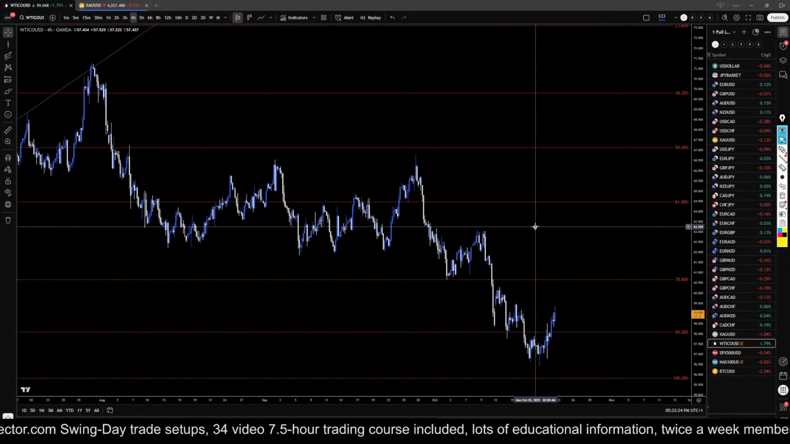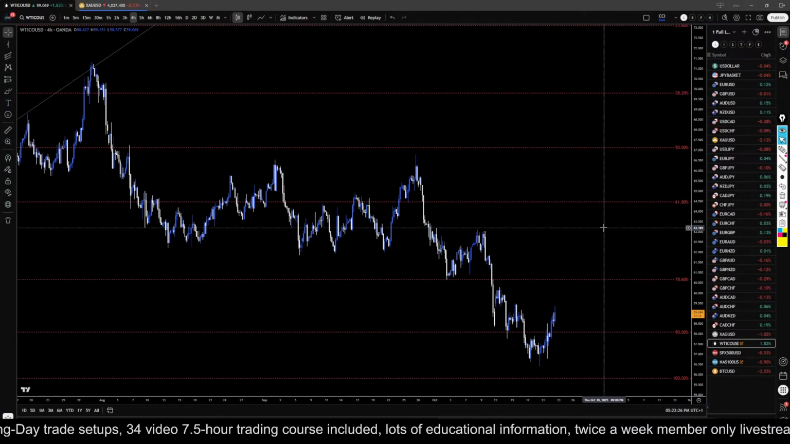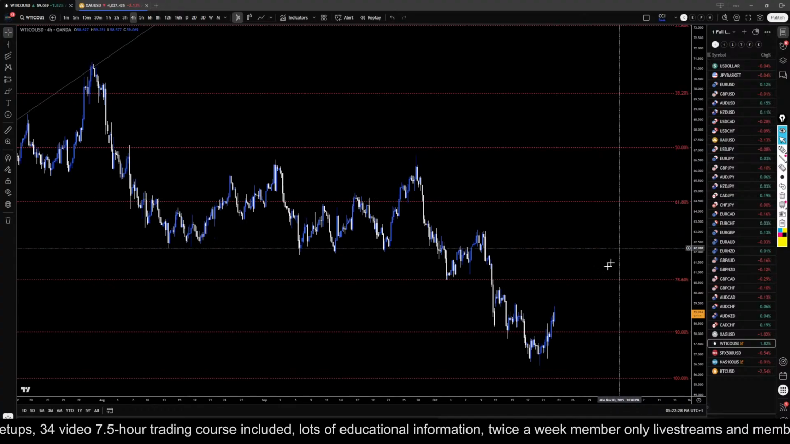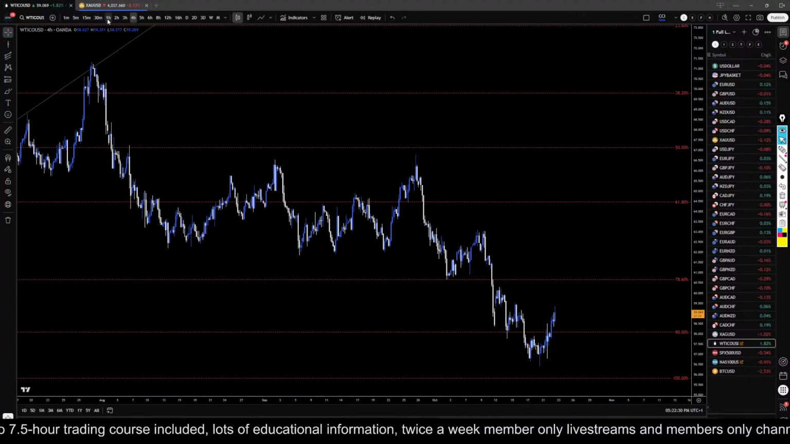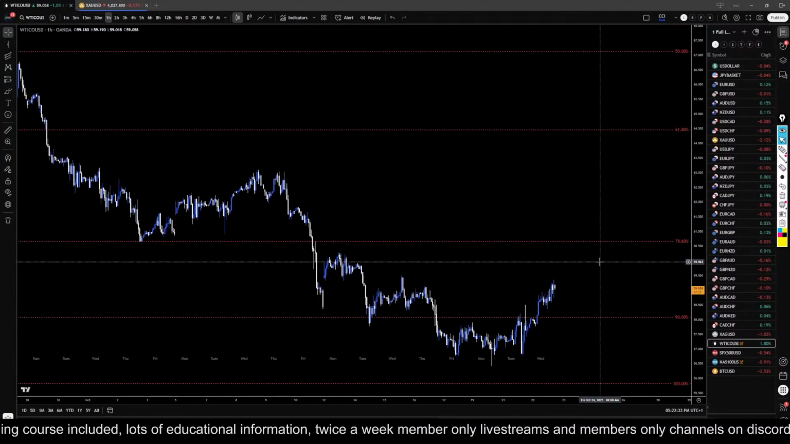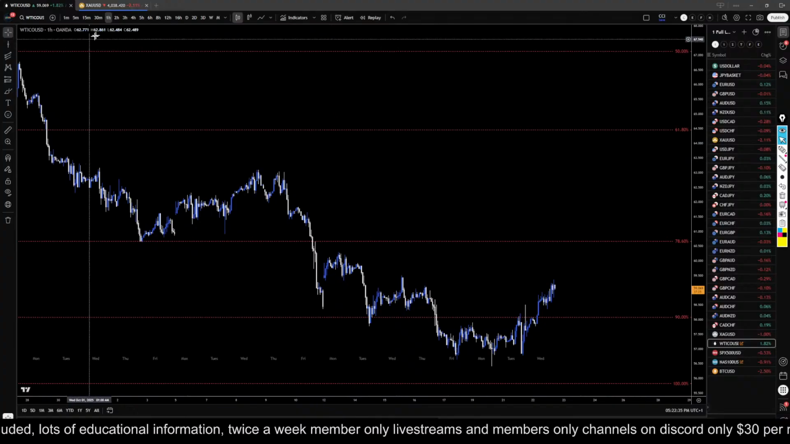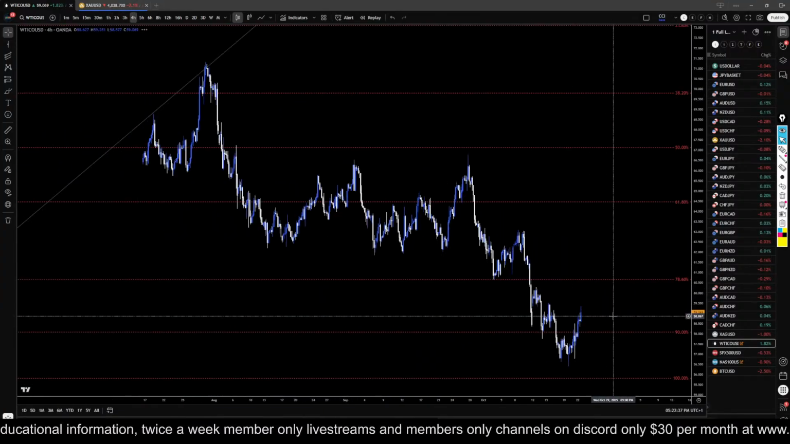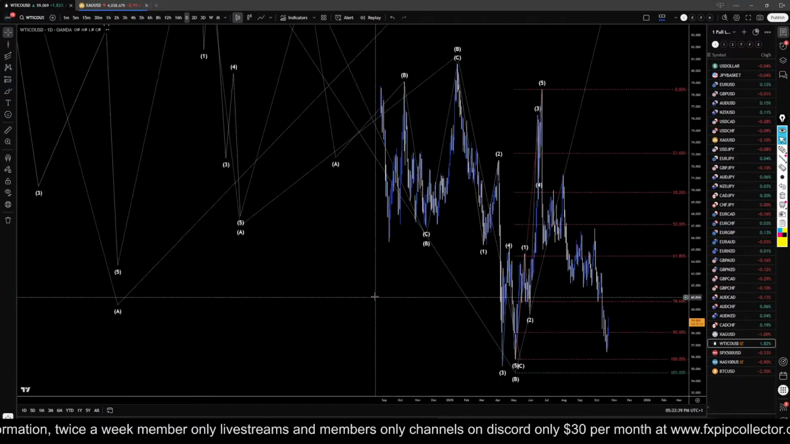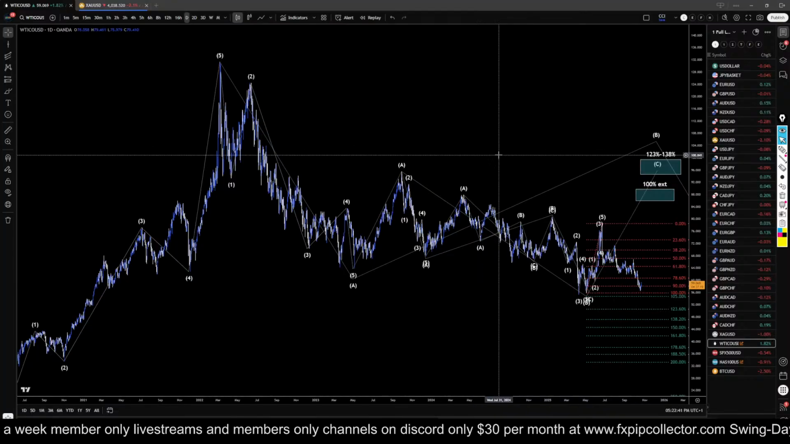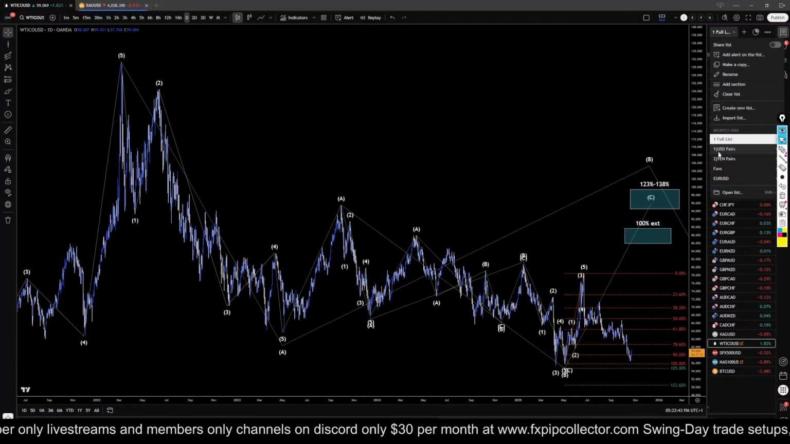I would have to look at this as a pullback right now, though. I would still be looking for shorts. I definitely would still be looking for shorts. I don't think it's over. I think it needs to go down some more. Kind of confusing. I feel like I would have to spend some time on this to really figure it out.